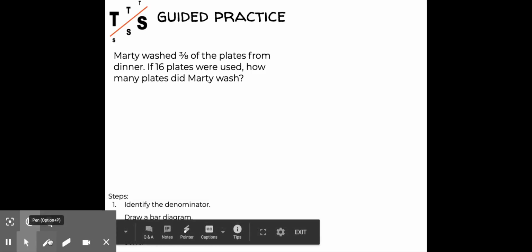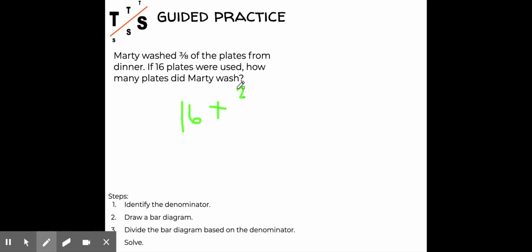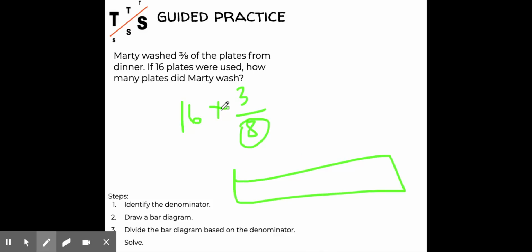So we'll do the same thing. It's basically 16 times 3/8 or 3/8 of 16. So my denominator is 8. My whole number is 16. I'm going to divide that into my 8 pieces here as equally as I can.